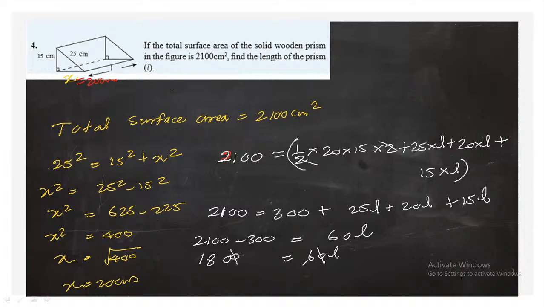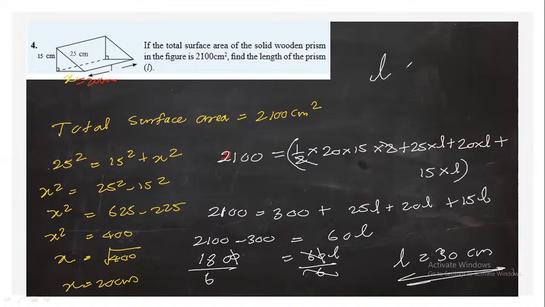Now this side divide by 6, this side also divide. L equals, cancel 18 divided by 6, 180 divided by 6, 30. L is 30 centimeter. L equals 30 centimeter.